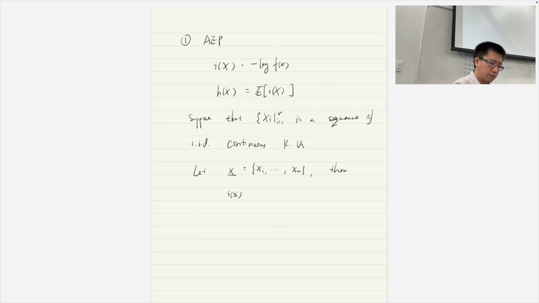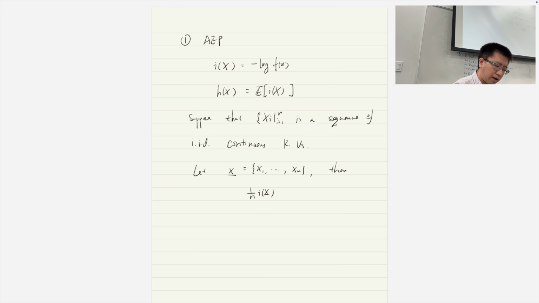There's something wrong with my pen, so I cannot write. What's going on?